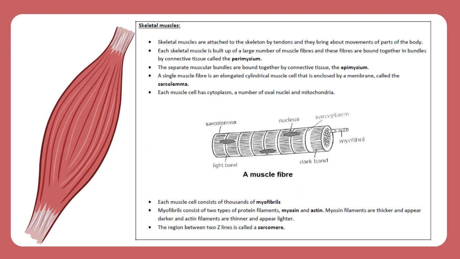A single muscle fiber is an elongated cylindrical muscle cell that is enclosed by a membrane, called the sarcolemma. Each muscle cell has cytoplasm, a number of oval nuclei and mitochondria. Each muscle cell consists of thousands of myofibrils. Myofibrils consist of 2 types of protein filaments, myosin and actin. Myosin filaments are thicker and appear darker and actin filaments are thinner and appear lighter. The region between 2 Z-lines is called a sarcomere.